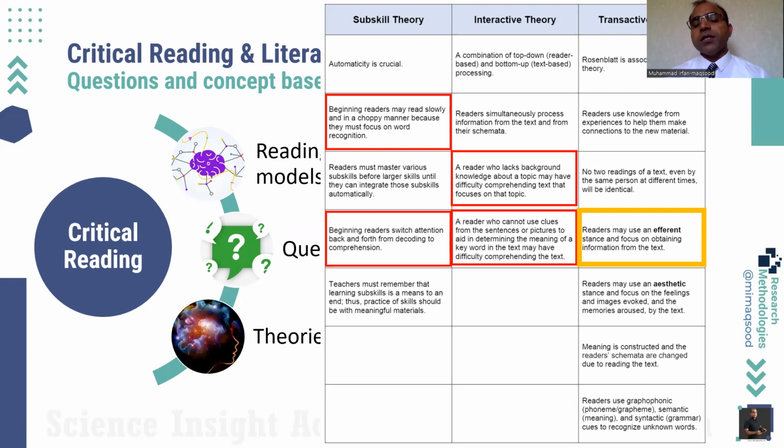They focus on obtaining a different kind of information from the text. Actually, they are not following that text. They are reading that text just to get the ideas, to enhance their concepts and to answer their questions. So transactive theory creates very good results.